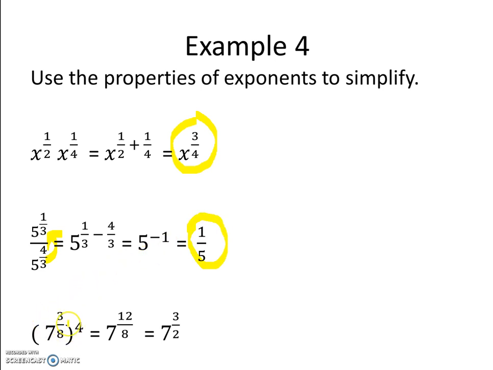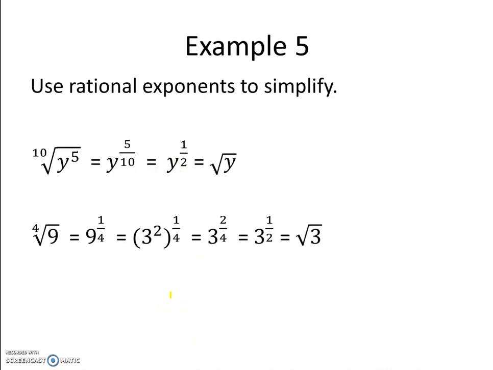7 to the 3/8 simply raised to the 4th. We take 4 times 3 and we get 12, and our fraction ends up being 7 to the 12/8. 12/8 reduces because 4 goes into 12 3 times, and 4 goes into 8 2 times. So we end up with 7 raised to the 3/2.